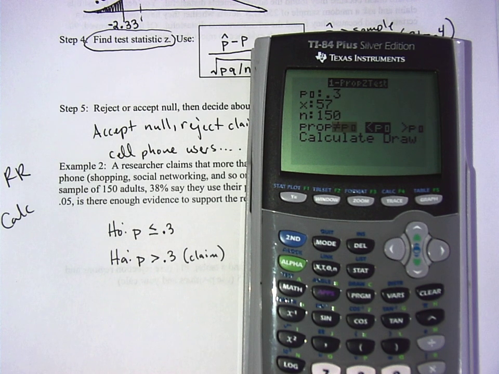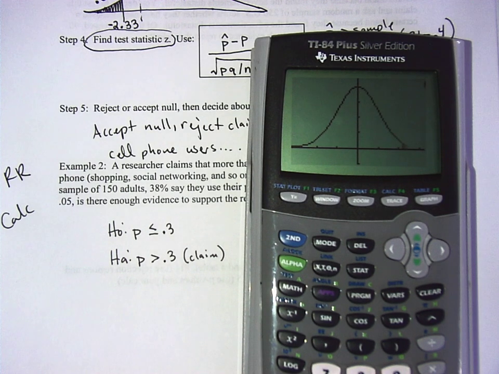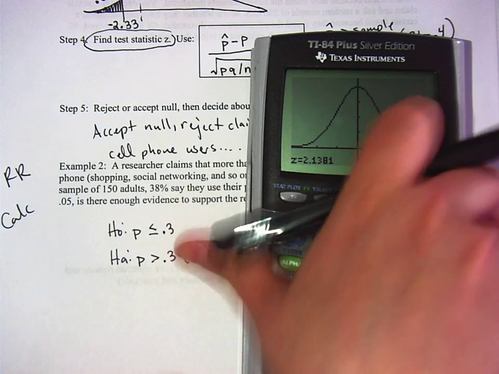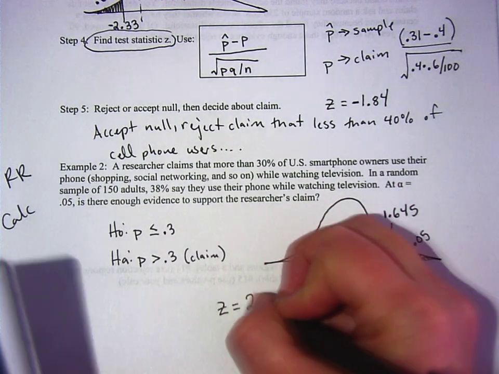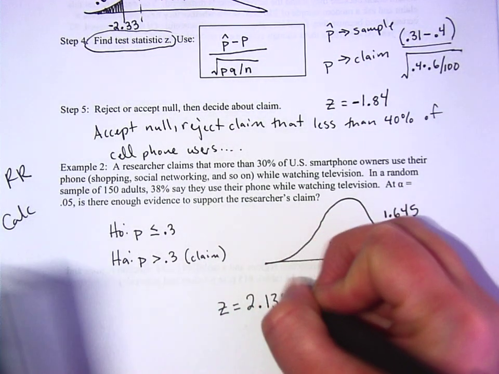And then, what do you think I should do for this one? All right. Far right, we want the greater than option over here. And we're going to hit draw because we like pictures. If you didn't hit draw, it wouldn't make a bell curve. Settle it down, Carter. So our z-score ends up being 2.138.